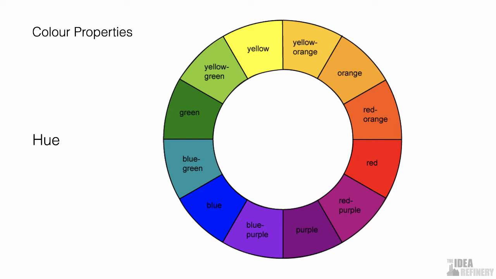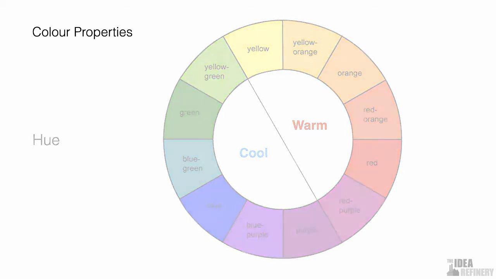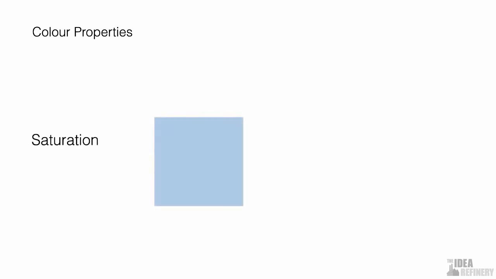There's one more simplification, though, I'd like to make to this color wheel. I do like to think of them in terms of warm and cool colors. As we will see when we start doing color harmonies, combining warm and cool colors can be very exciting, but sometimes a little challenging. The last color property I want to talk about is saturation.